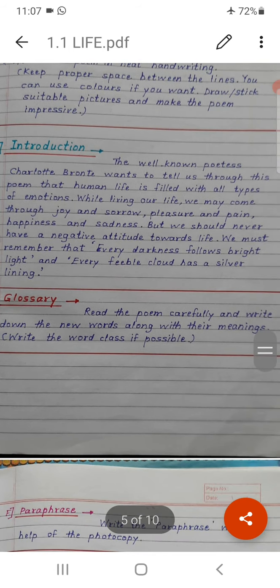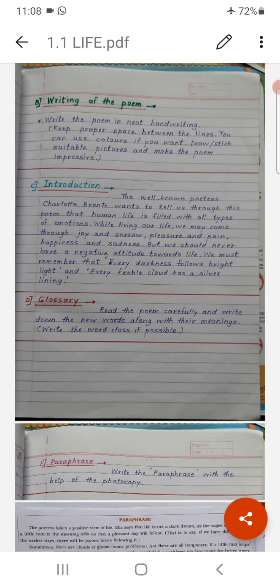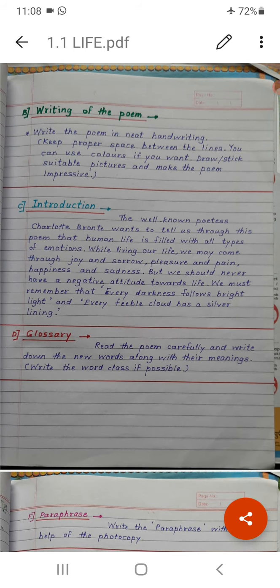Next is glossary part. Under glossary part, everybody knows that you have to read the poem carefully and find out the words which are new to you. You have not gone through these words last year and you don't know the meanings of the words. So you have to write the words and their meanings, and if possible, write the word class there also. Now here in this poem, there are minimum 10 words. Maximum might be more than that, but minimum 10 words are there which you are expected to write in the glossary section.